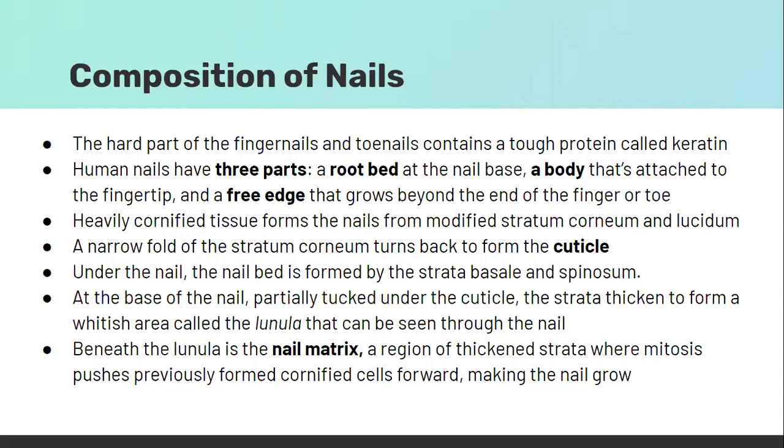Beneath this white half circle, the lunula, is the nail matrix, which is a region of thickened strata where mitosis, which is cell division, pushes previously formed cornified cells forward, making the nail grow. So it keeps pushing new keratin, new cells forward, which makes your nail grow.